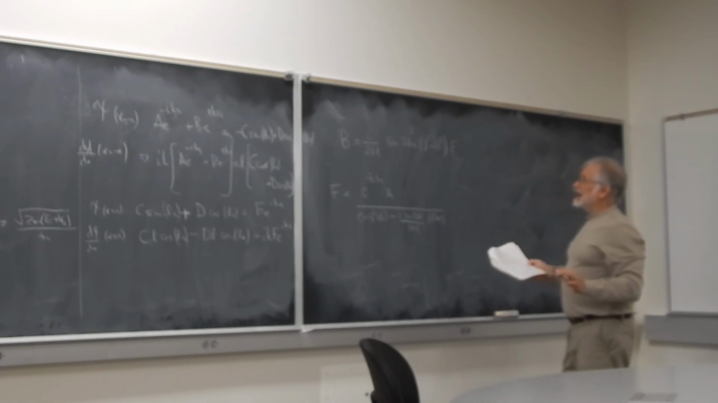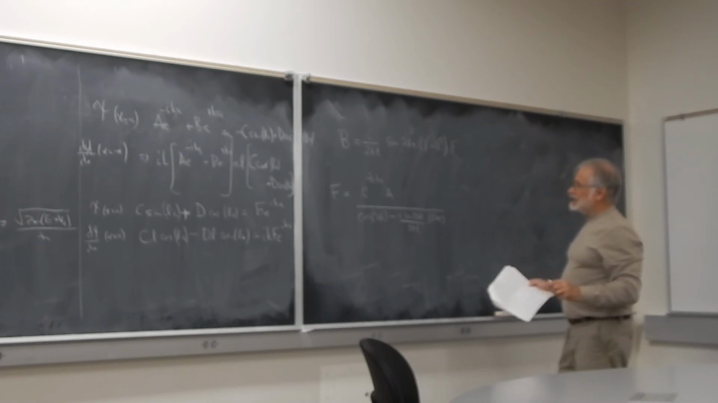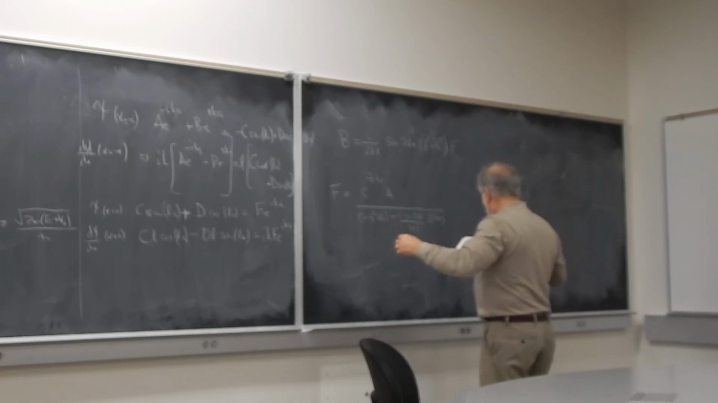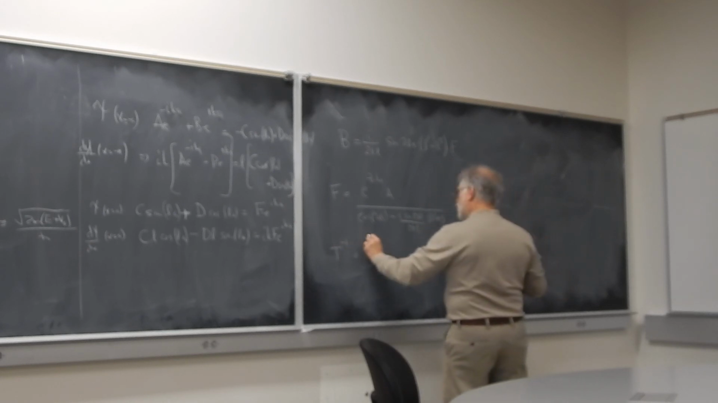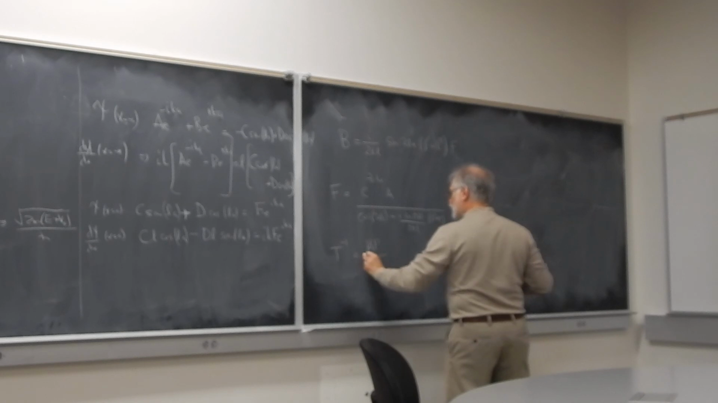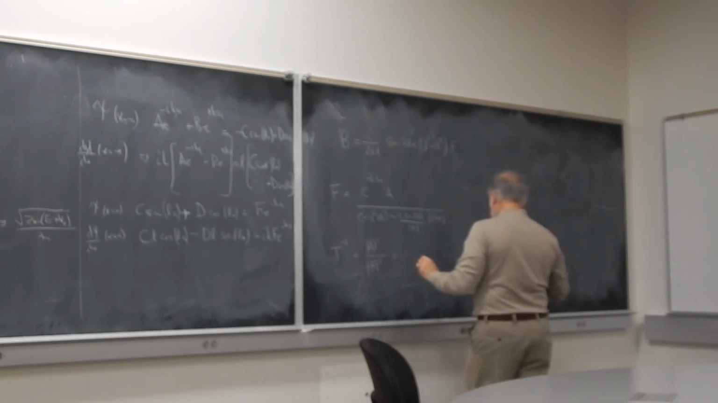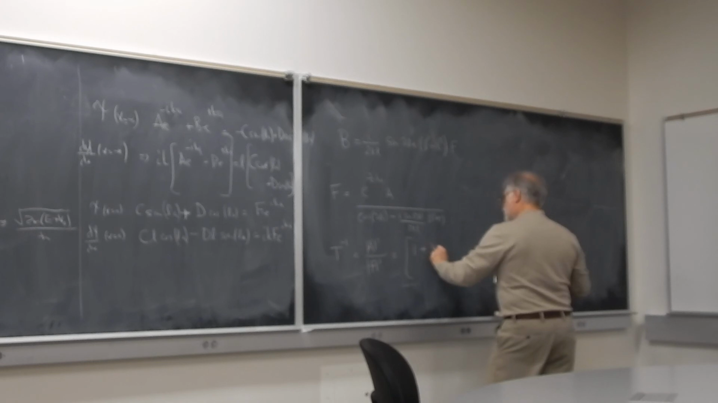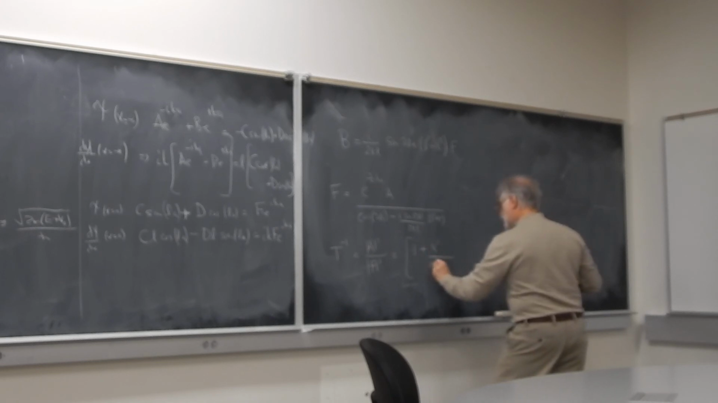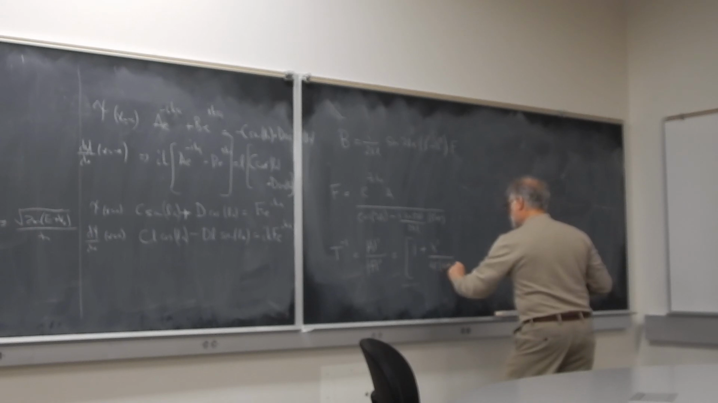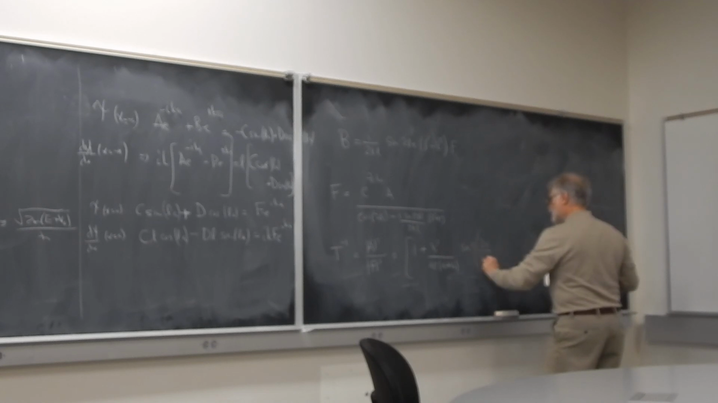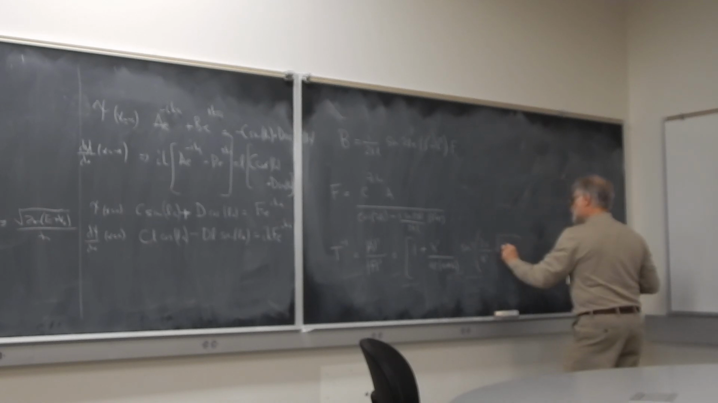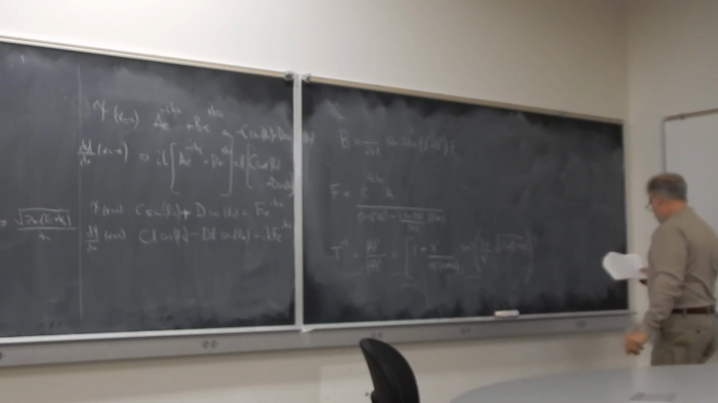And so from here I can calculate a transmission coefficient, F over A squared, and I'll write it as a reciprocal. T to the minus 1 is, of course, A squared over F squared, and that's going to be 1 plus V naught squared over 4E plus V naught sine squared of 2a over h bar squared times the square root of 2m(E plus V naught).